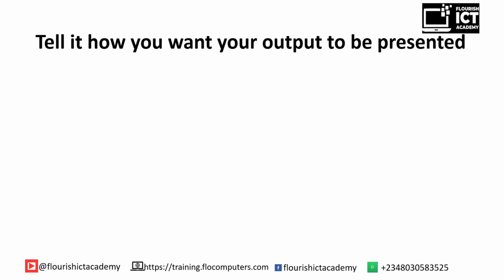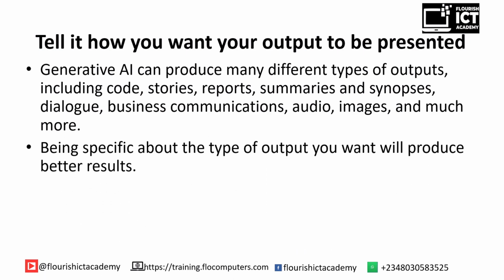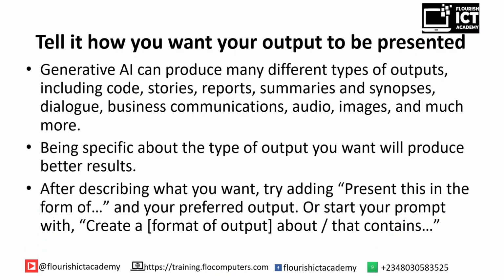The third one, tell AI how you want your output to be presented. This is very important as well. Generative AI can produce many different types of outputs, including code. It can produce stories, reports, summaries, synopses, dialogue, business communication, audio, images, and much more. So you need to be specific on what type of output you want. Being specific about the type of output you want will produce better results for you.